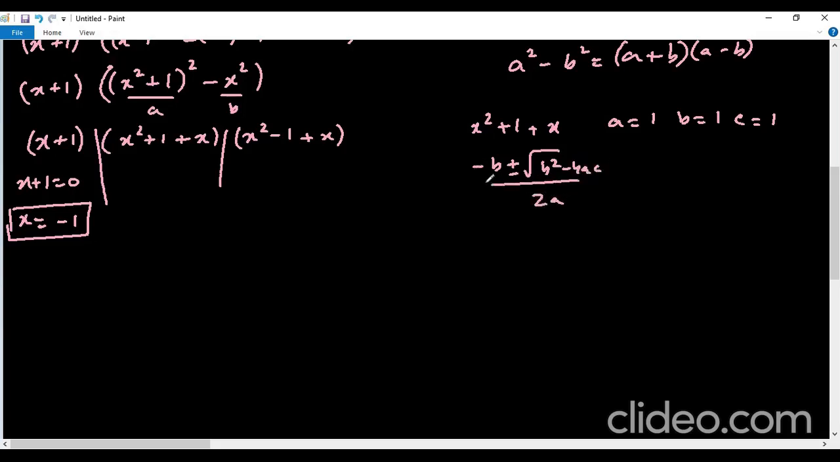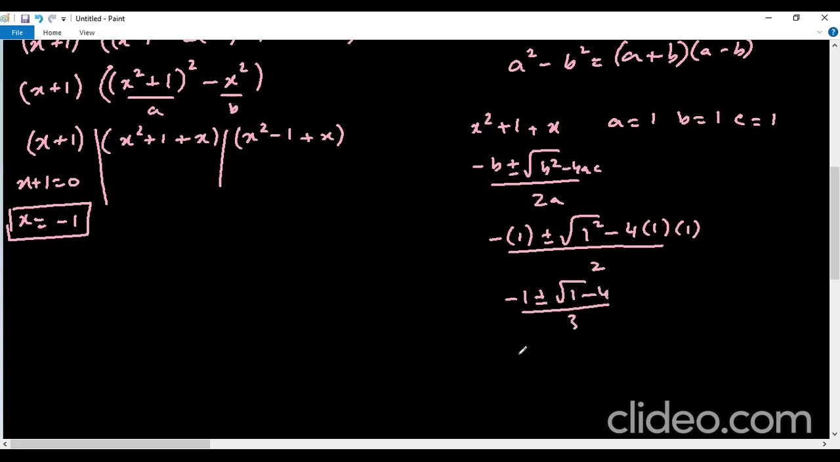So now the value of minus b is 1, and plus minus under root 1 square minus 4, a is 1 and c is also 1, over 2. Now here, the final value is going to be 1 and plus minus, this is 1 minus 4 over 2. This gives us minus 1 plus minus under root negative 3 over 2. This is the second and third value.